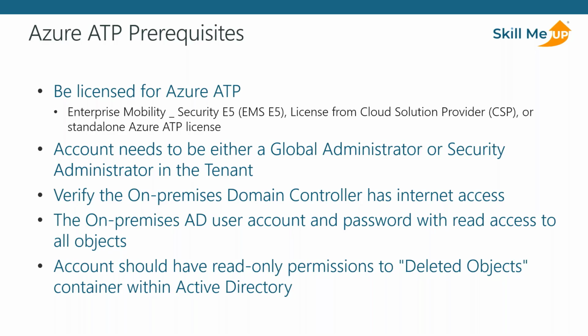The on-premises AD user account and password needs to have read access to all the objects in the domain. And then the account should have read-only permissions to the deleted objects container, so at least it can see what's been removed. Access to the Azure ATP portal is done via the browser, so use the most up-to-date version of your browser of choice, whether it's Edge, Internet Explorer, Google Chrome, etc.